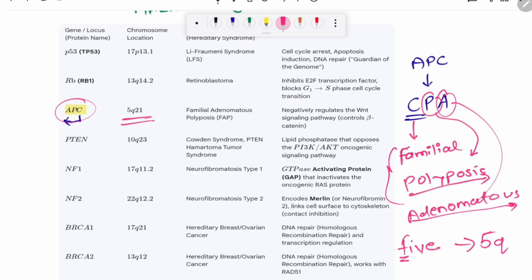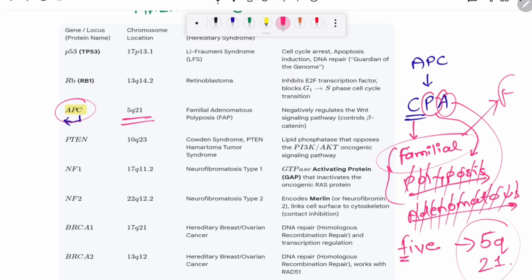If you count polyposis, adenomatosis letters, then it will come around 20. Let's see. 1, 2, 3, 4, 5, 6, 7, 8, 9, 10, 11, 12, 13, 14, 15, 16, 17, 18, 19 and 20. So 20 here, and the familial word F stands for one letter. So 21. So this is the chromosomal position of APC.